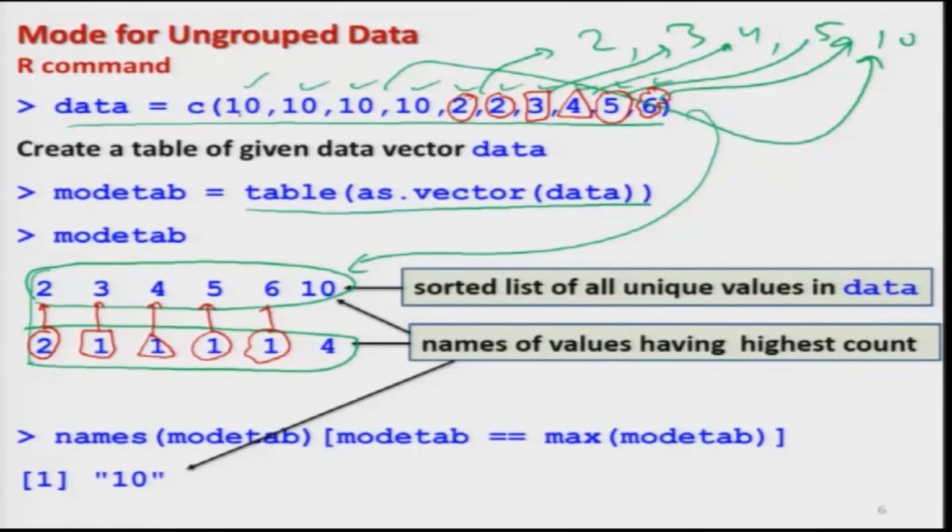And now 10 is occurring here 1, 2, 3 and here 4 times. So this is 4 and this is 10.